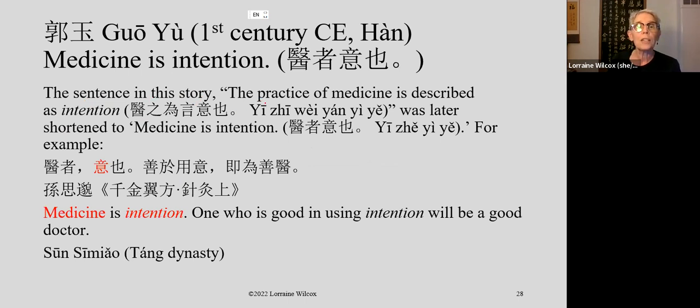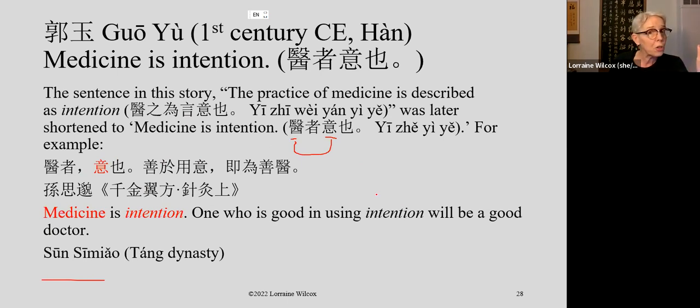this sentence in the story, the practice of medicine is described as intention, which is 6 words. But later it got shortened to 4 words. Medicine is intention. These two words are pronounced almost the same, so it's like a pun or a literary device. An example of this is Sun Simiao, a famous Tang Dynasty doctor, who says medicine is intention. Somebody who's good at using intention will be a good doctor.